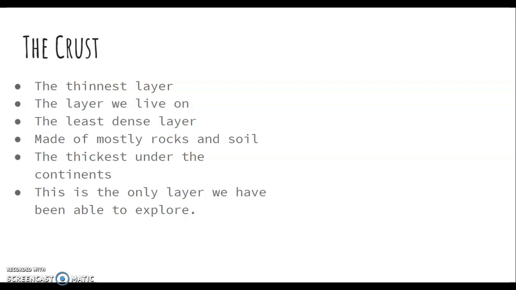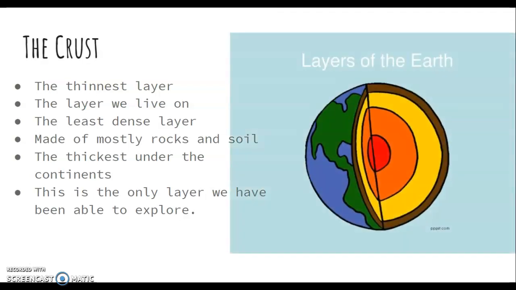It is the least dense layer, and it is mostly made of rocks and soil. The crust is the thickest under the continents and is the only layer that we have been able to explore. The crust is represented by this brown color here on our diagram. As you can see, the continents, which are green, and the oceans, which are represented in blue, make up the crust.